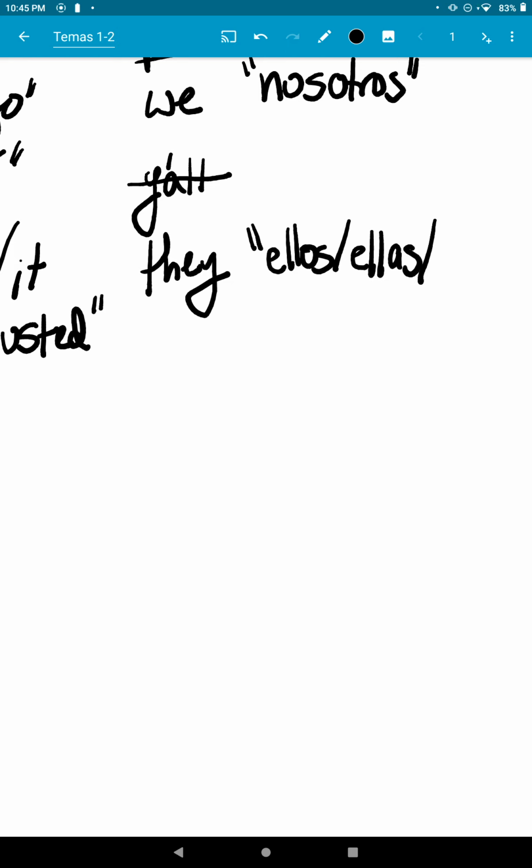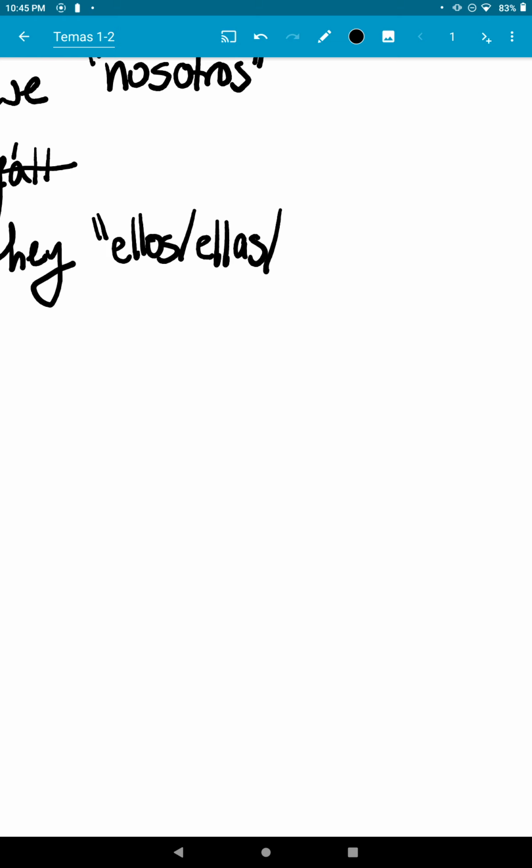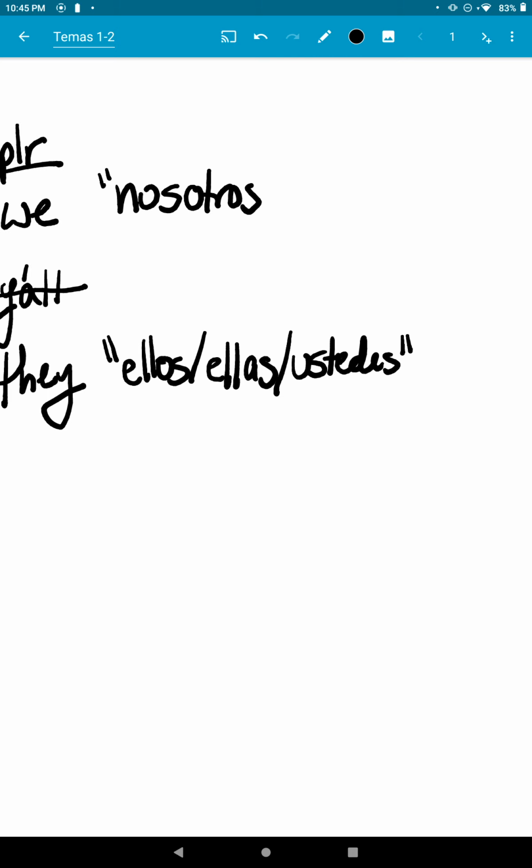And just like how we squeezed in the usted form over on the he, she, it, we squeeze in the ustedes form, which is like talking to a formal group of people, like all of you. Like think if you're talking to a board of CEOs, you would use this. So ellos, ellas, ustedes. Now, one thing that's important to note is there's also nosotras.